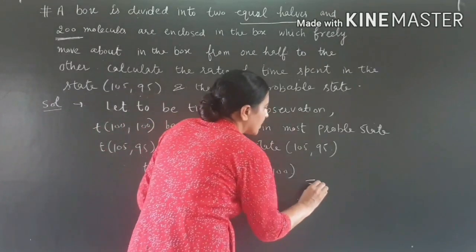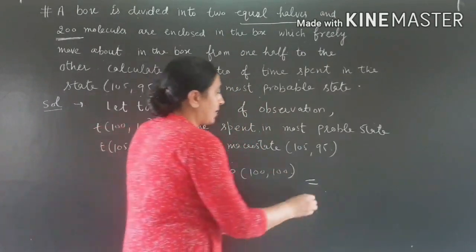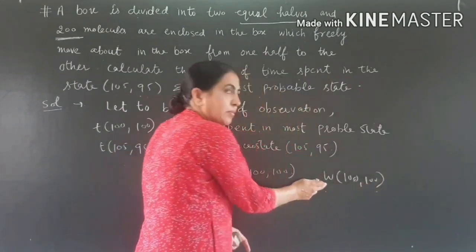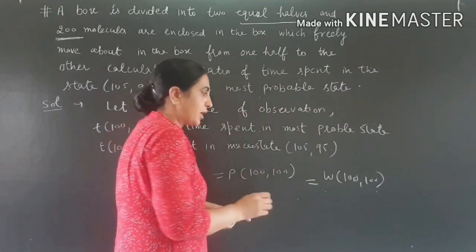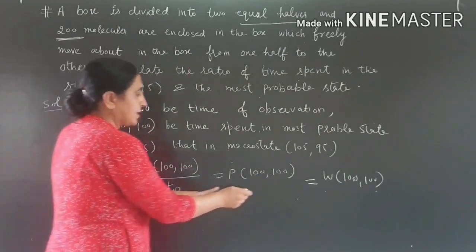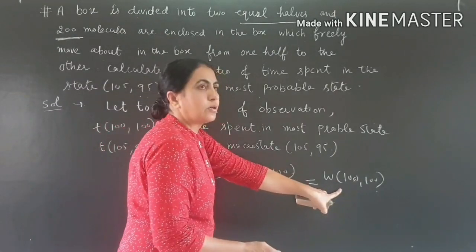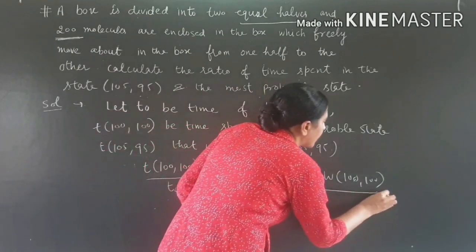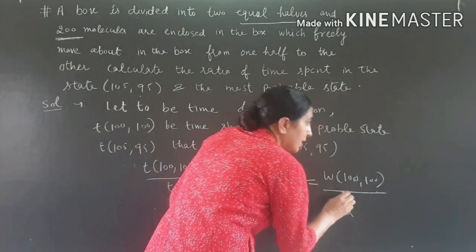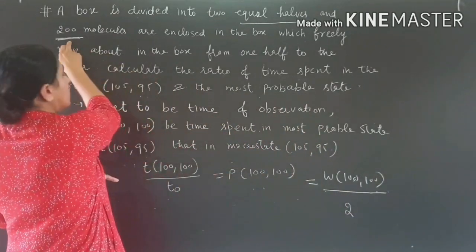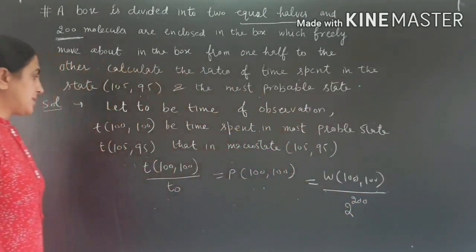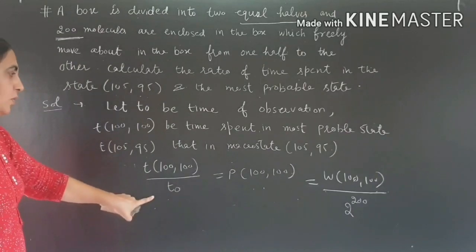Now what is the probability for T 100,100? That is equal to W 100,100, where W is the thermodynamic probability. This formula we have done in the previous lecture. And this probability is equal to the thermodynamic probability divided by the number of microstates in the system, that is 2 raised to power n. N is here 200, so 2 raised to power 200. So this is the ratio of these two times.